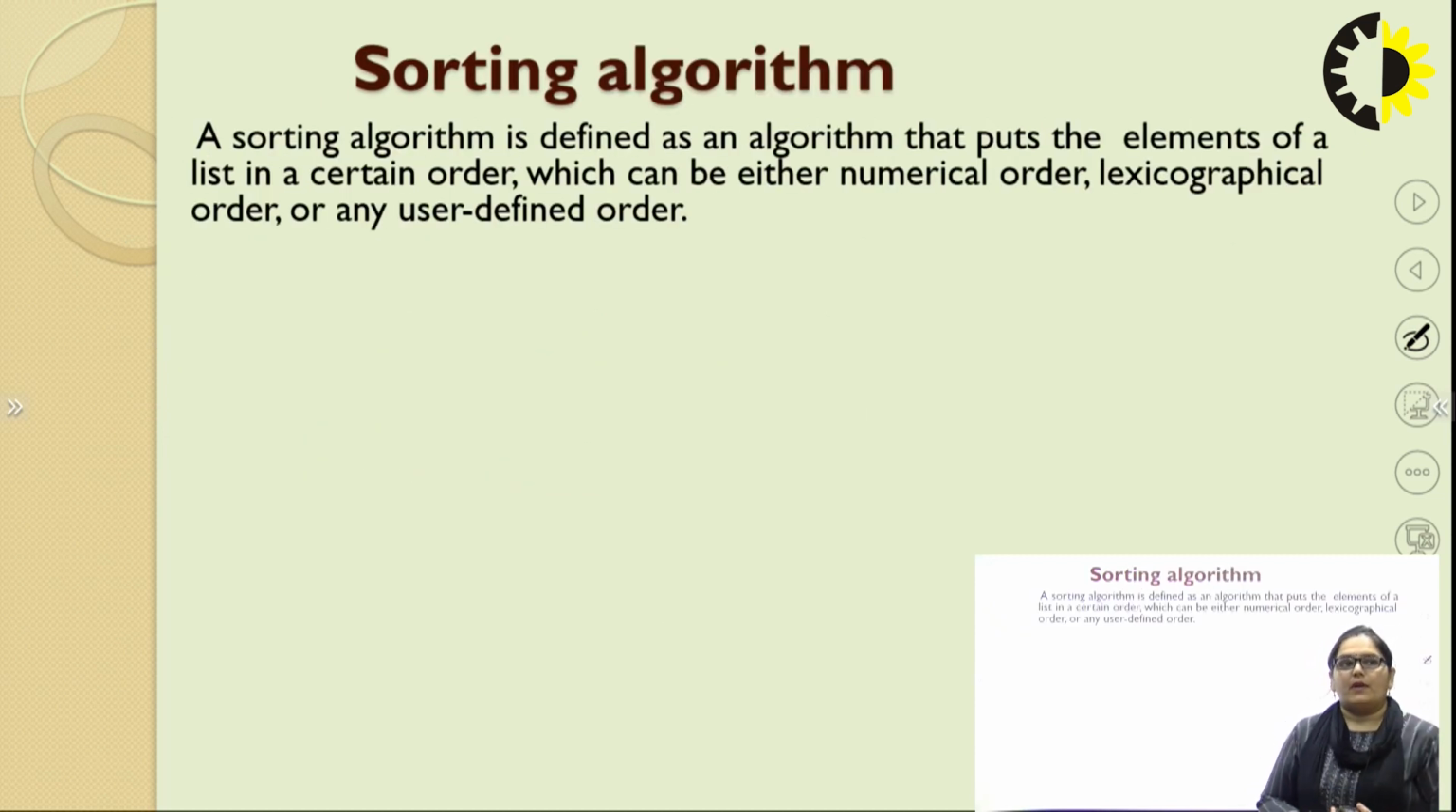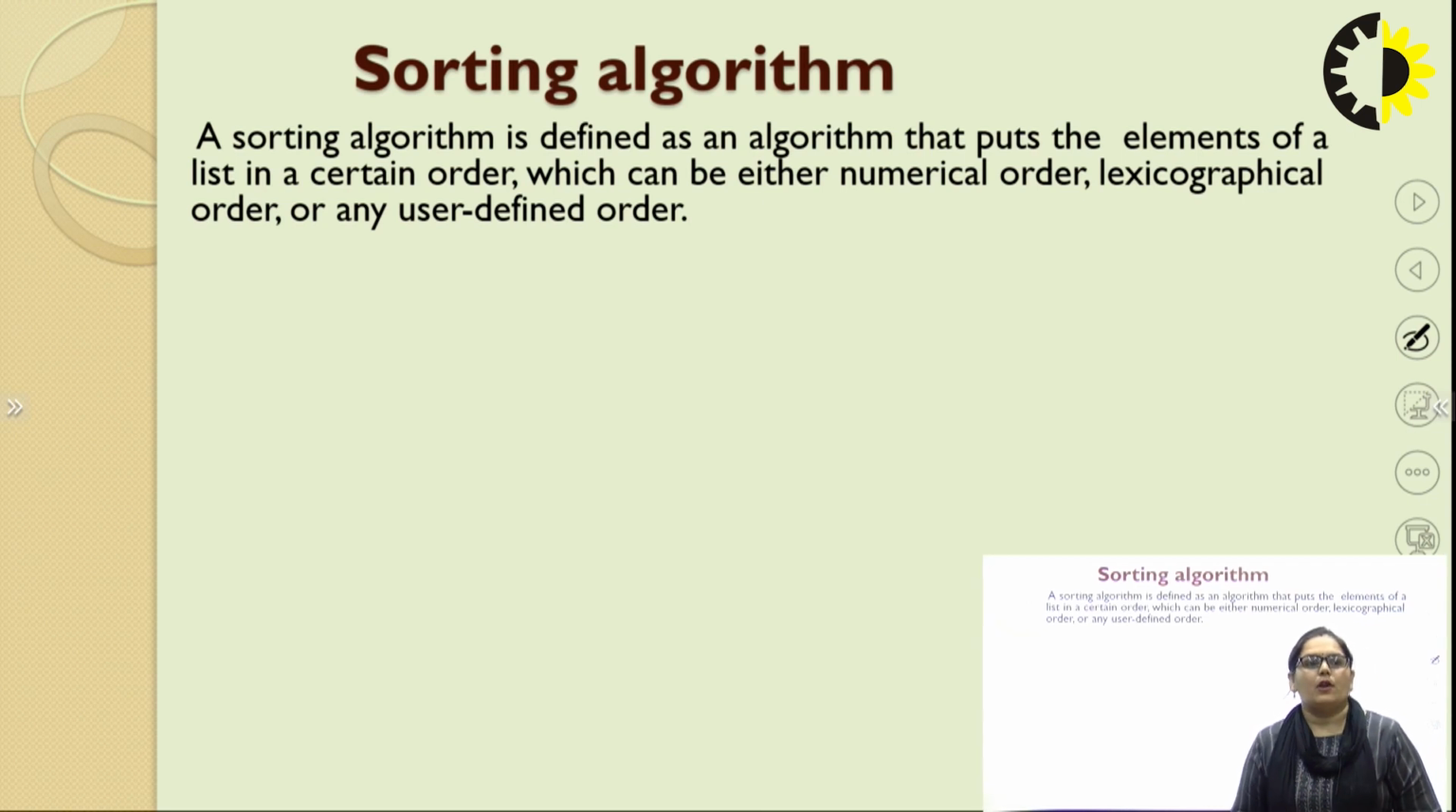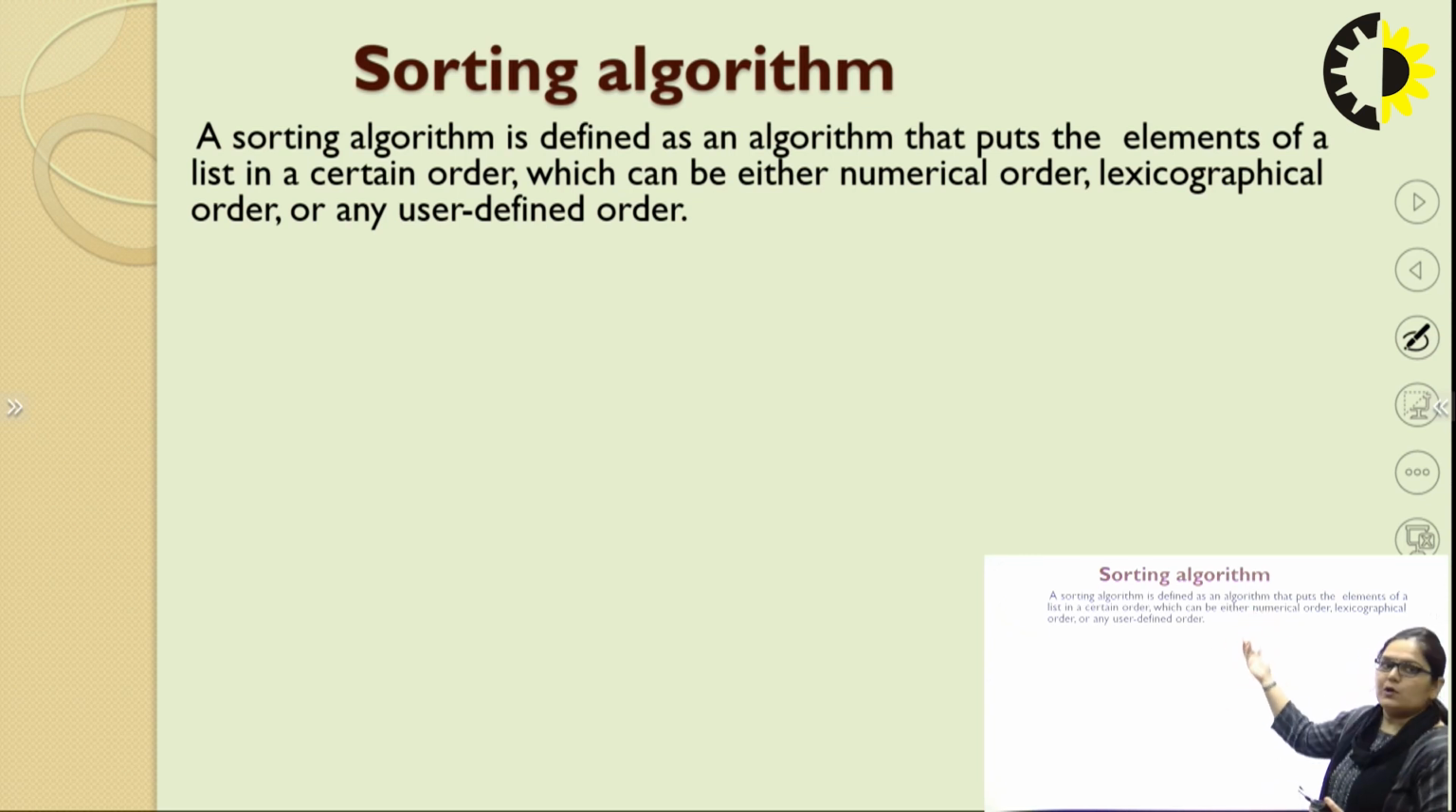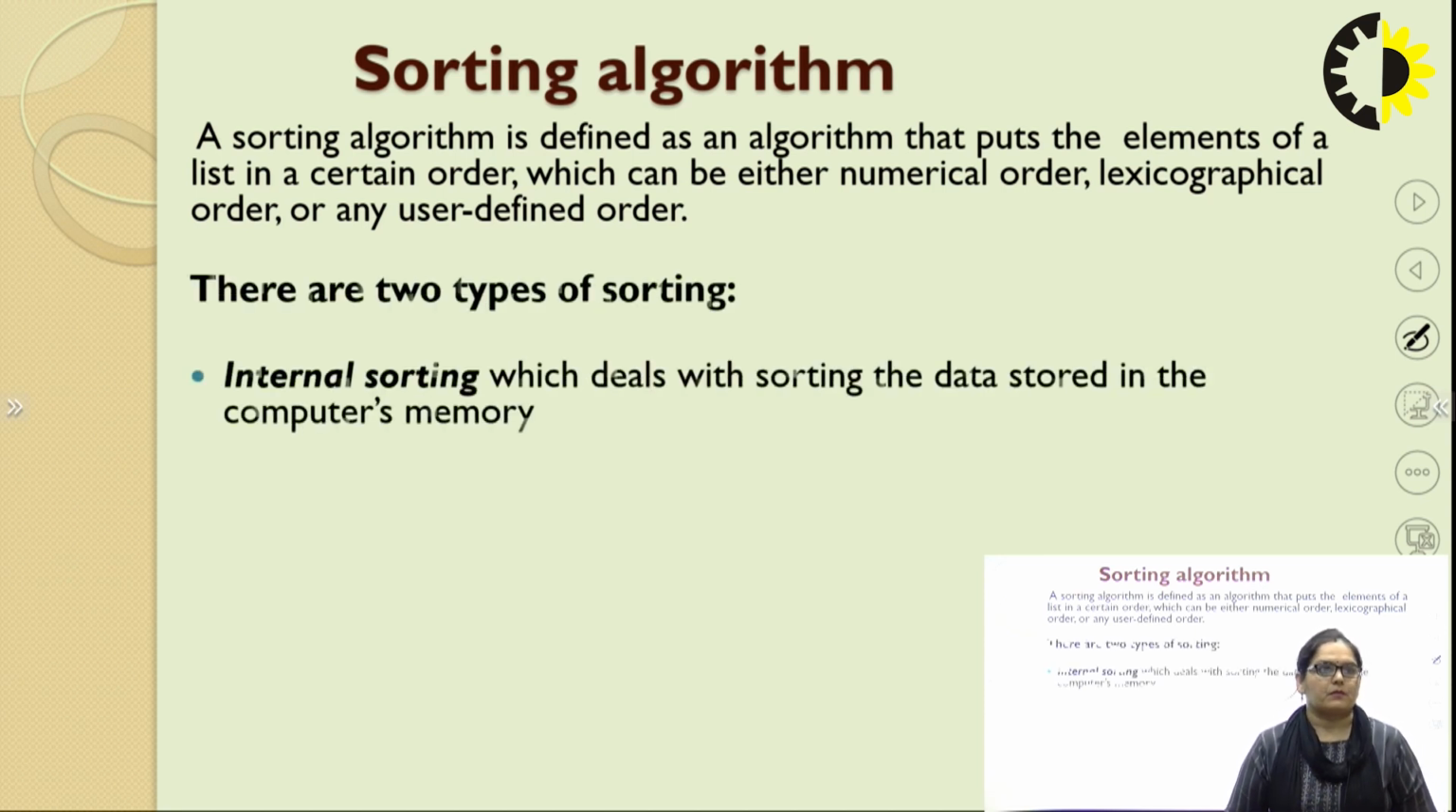So what is a sorting algorithm? An algorithm, we all know, is a set of instructions that you have to execute in a particular sequence, in a certain order, so that your given task will be completed. So a sorting algorithm is also an algorithm that puts the elements of a list or a given array in a certain order, which may be numerical order, lexicographical order, or any user defined order.